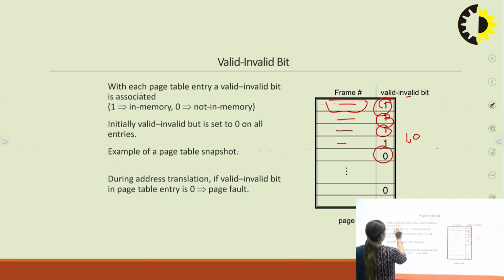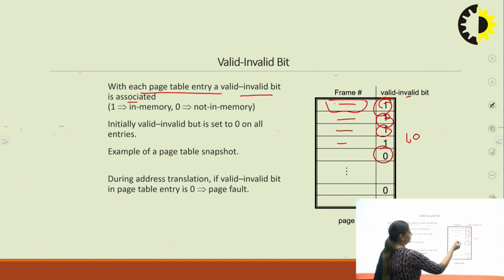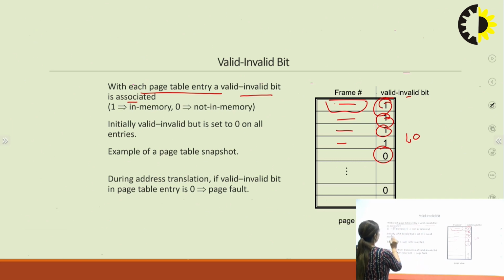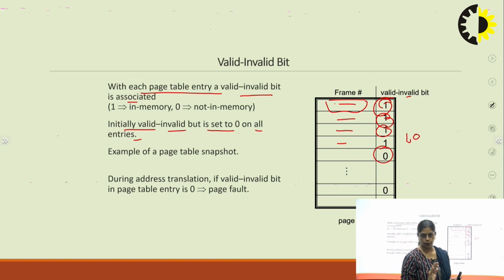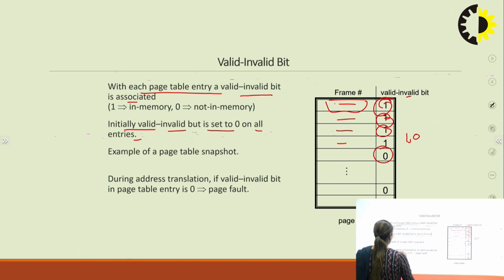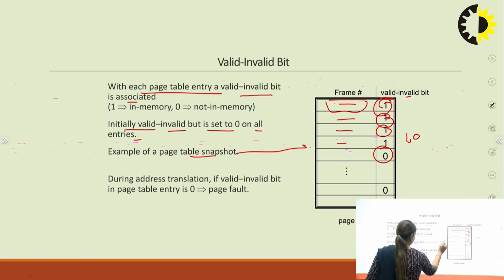Now see, with each page table entry, a valid and invalid bit is associated. This one is the valid and invalid bit. Right? Initially, the valid invalid bit is set to 0 on all entries. Initially, all are 0 because initially we keep all the pages in the backing store only. Now, this is the example of the snapshot.